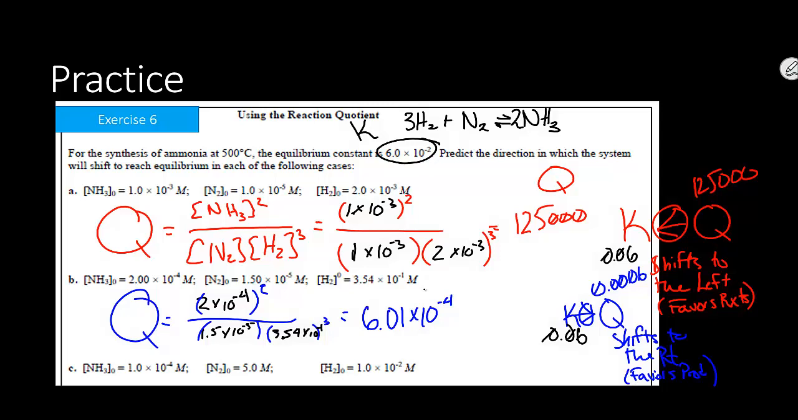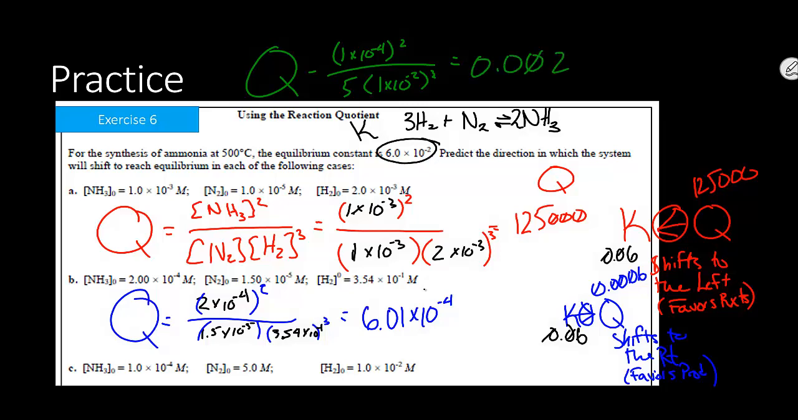Our last one, I don't have enough room at the bottom of the screen, so I'll move to the top if it's all the same to you. So for our last one, the reaction quotient would be 1 times 10 to the minus 4th squared over 5 times 1 times 10 to the minus 2nd cubed, to give us a reaction quotient of 0.002.